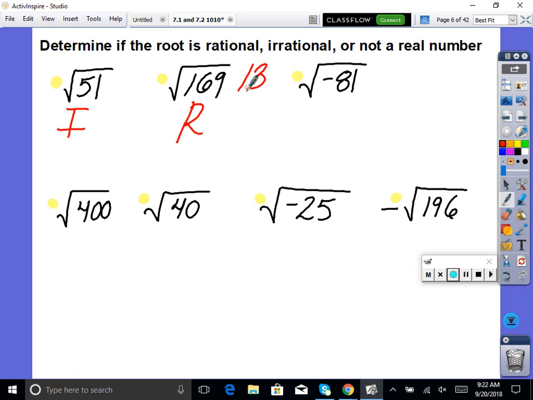Does everybody see? Okay, right here we get not real. That'd be i, 9i. So this one is rational, isn't it? This one is irrational. We can't pull out everything. Right here would be not real. Right here would be rational, because this negative is just in front, which is fine.